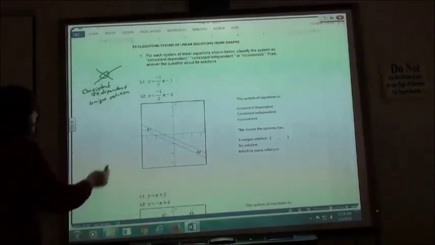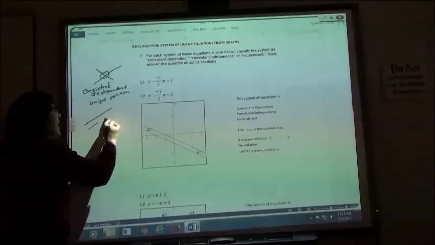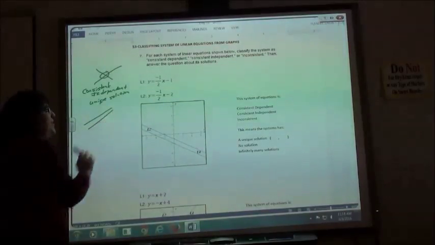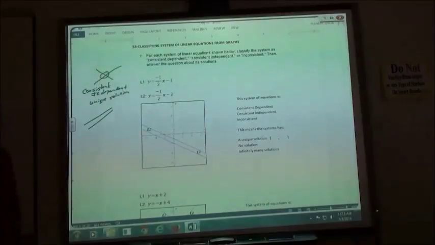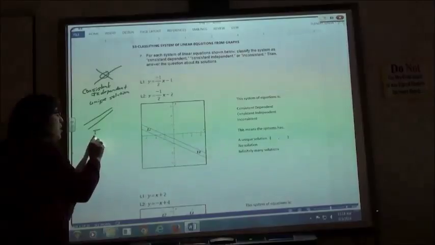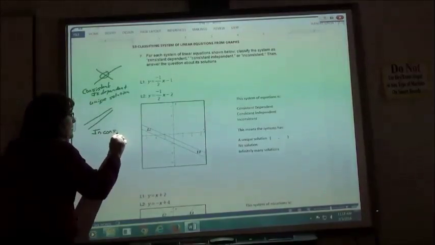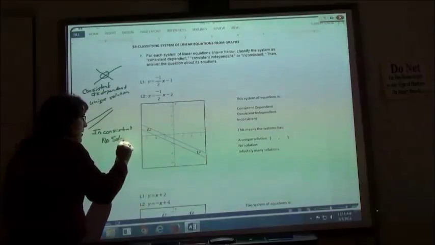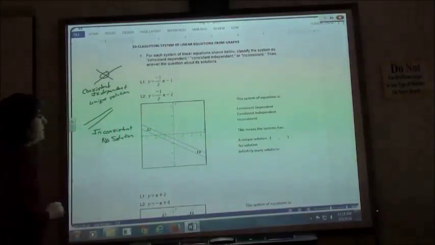Another way to have two lines is if you have two lines that are exactly parallel to each other. My lines weren't very parallel. If my lines are parallel, they're never going to touch. So the two lines are never going to have anything in common. Those are called inconsistent and will have no solution because they're not going to have anything in common.